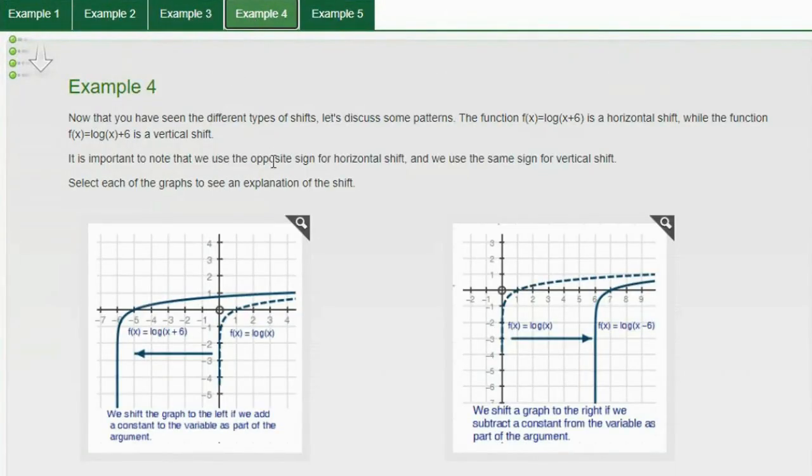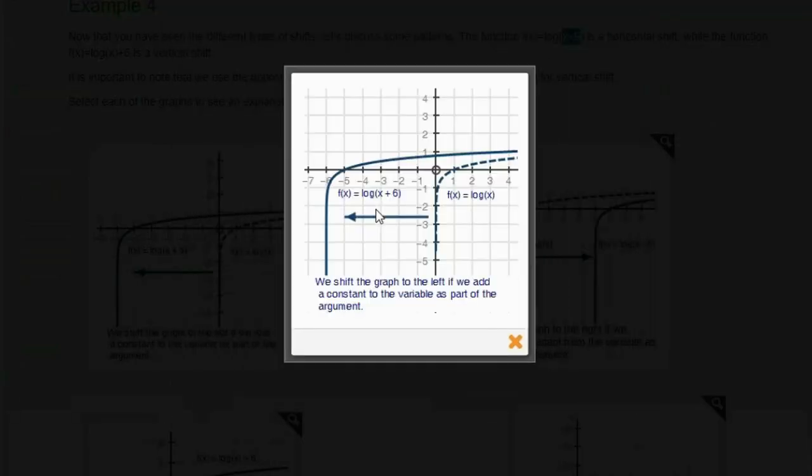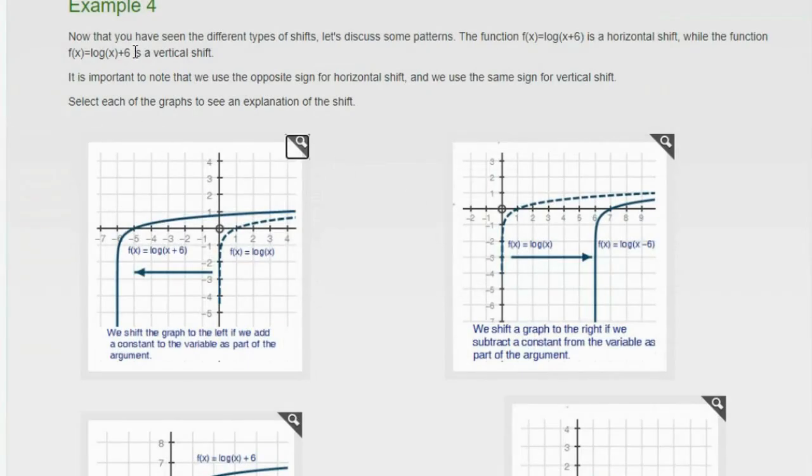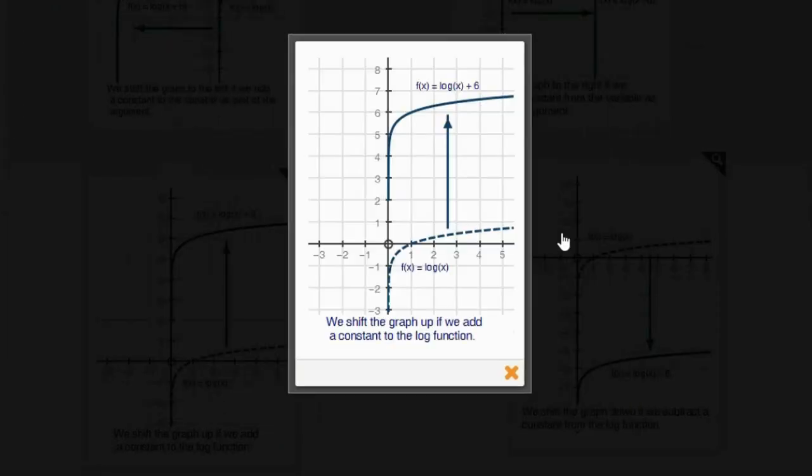Example 4. Now that you've seen the different types of shifts, let's discuss some patterns. So x plus 6 in parentheses is a horizontal shift, right? It moves left 6. That's what we expect. x plus 6 in parentheses moves it left 6 units. But when we do plus 6 at the end, not inside with the x, it goes up 6. We shift the graph up if we add a constant to the log function.